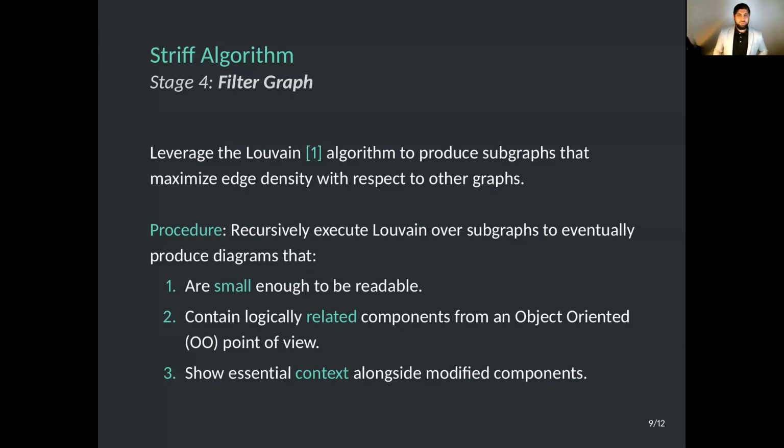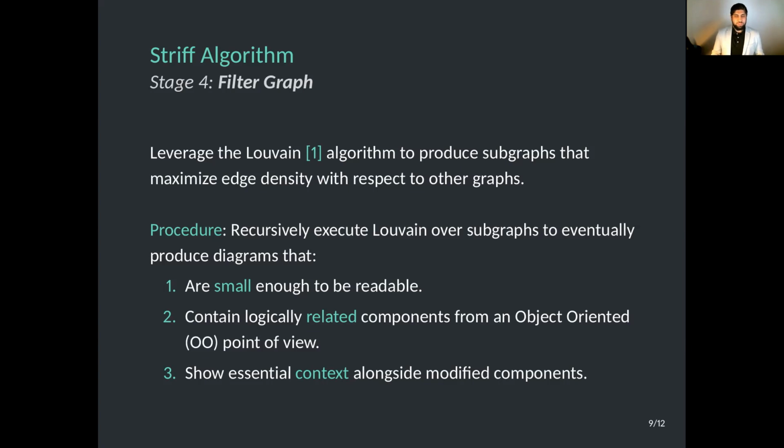What we do is recursively run this community detection algorithm over that really large original graph that you saw previously, to eventually produce diagrams that are, number one, small enough to be readable. We can dictate that perhaps we're interested in only seeing graphs that are 6 to 7 components in size, and so we can continuously and recursively execute the Louvain algorithm over that initial graph to get subgraphs that are approximately 6 or 7 in size. Number two, it produces diagrams that contain logically related components from an object-oriented point of view.